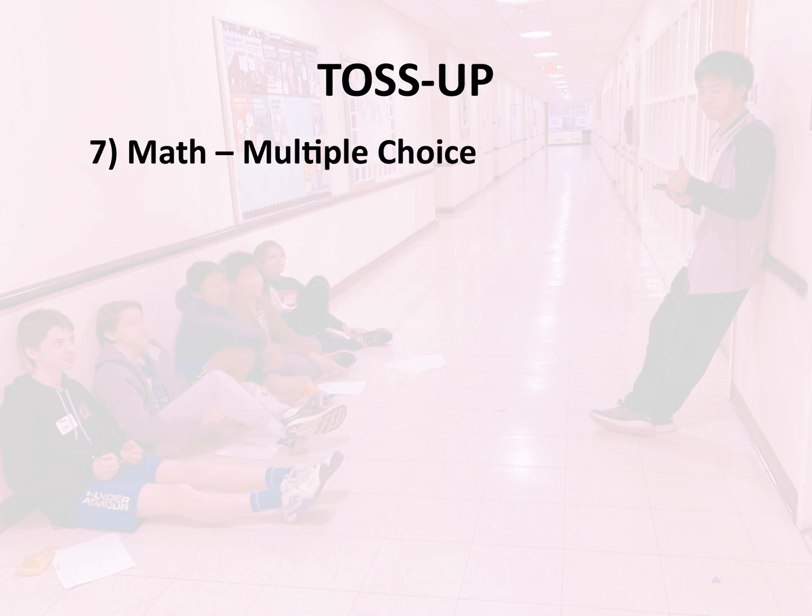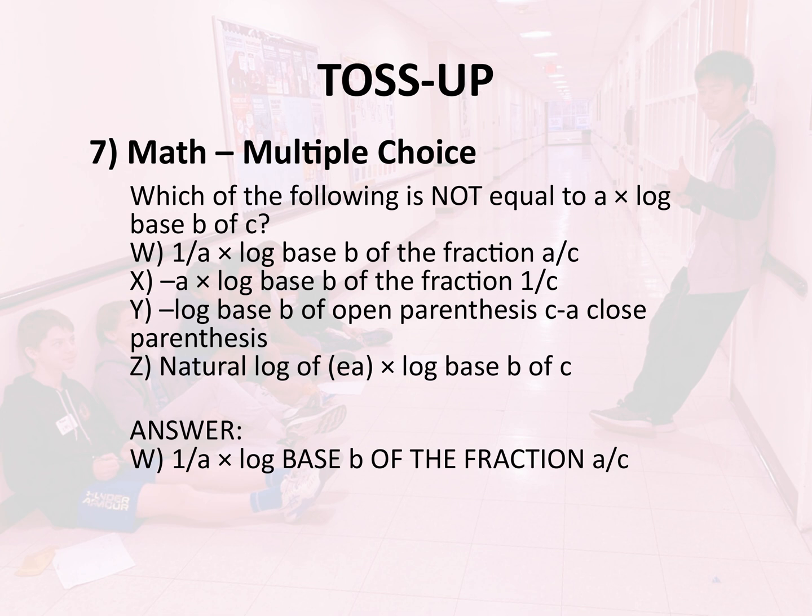Toss-up 7. Math, multiple choice. Which of the following is not equal to a times log base b of c? W, 1 over a times log base b of the fraction 1 over c. X, minus a times log base b of the fraction 1 over c. Y, minus log base b of open parenthesis c minus a close parenthesis. Z, natural log of e^a times log base b of c. Answer: W, 1 over a times log base b of the fraction 1 over c.